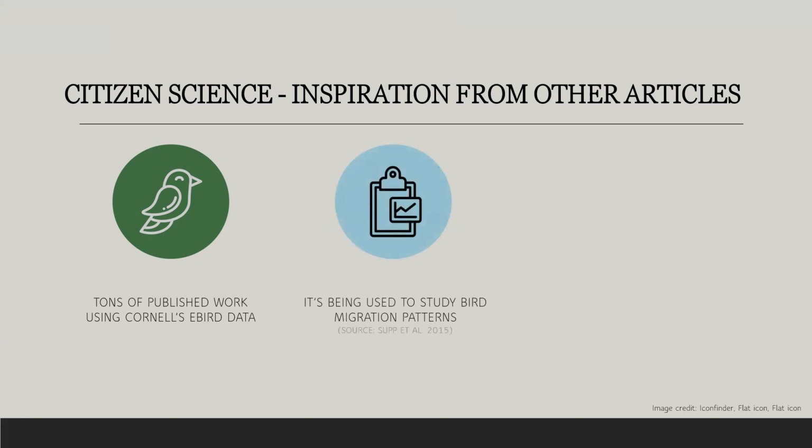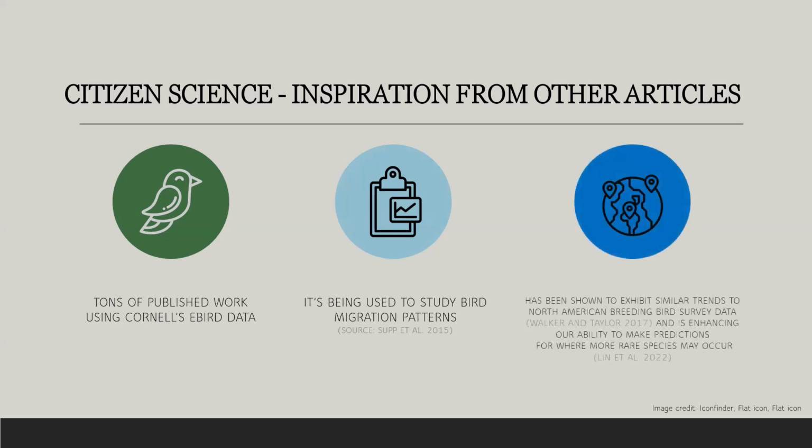It's being used to study bird migration patterns. And there's this one source by Sullivan and colleagues published in 2015 that I really resonated with, and I'll share more about their methods shortly. In addition, eBird data is helping us to make predictions for where rare bird species may occur. And also they've shown that it's pretty in line with the North American Breeding Bird Survey. Once I started reading more of these migratory pattern analysis papers, that's when I really narrowed in on my topic.